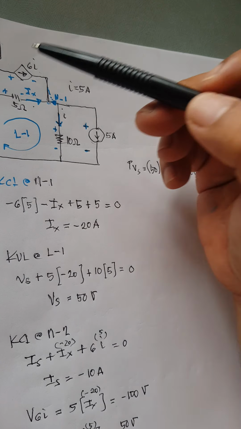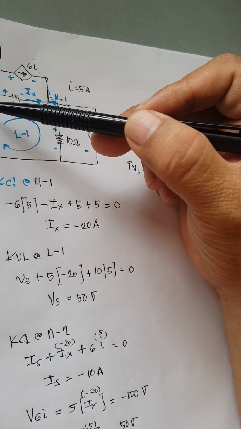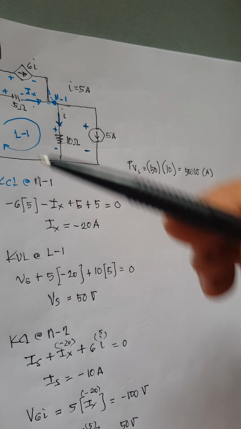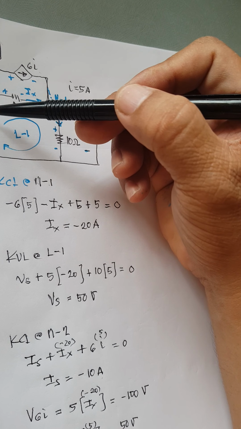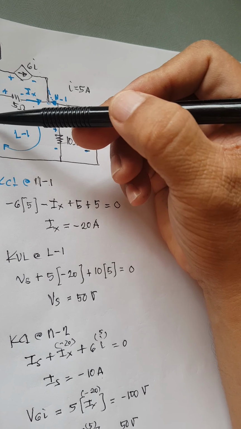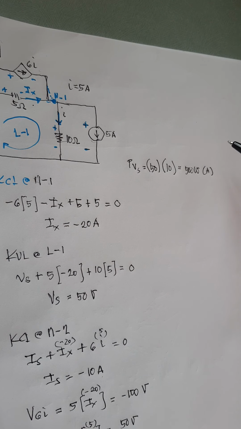Why is it absorbing? Because the direction of the IS that we have assumed yielded a negative. So if you're going to correct the direction of the current, remove the negative, then it's going to leave the negative terminal of VS. So it's absorbing, passive sign convention.